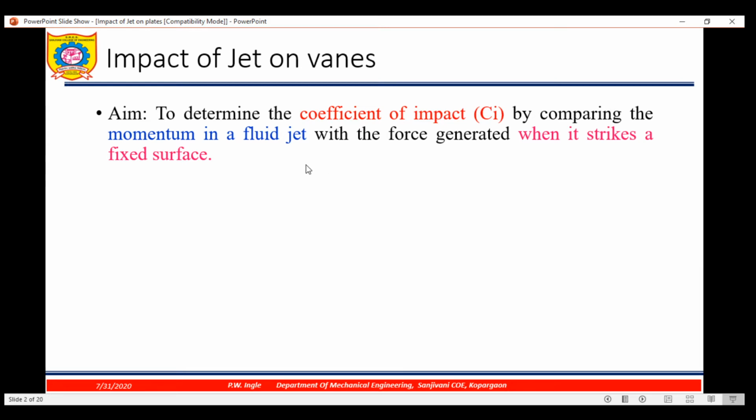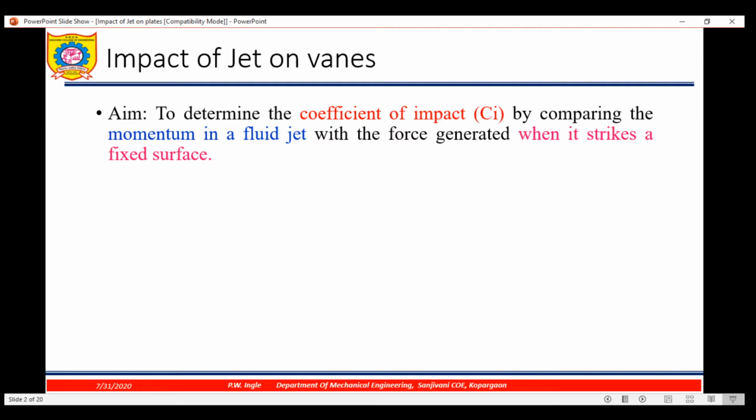Now how to calculate theoretical force? First of all, we have to determine the coefficient of impact by comparing theoretical force with actual force. Theoretical force is calculated by theoretical equations. What cases do we have to consider? When the jet strikes a fixed surface. We are taking a fixed flat plate, fixed inclined plate and fixed curved plate in which the jet strikes the plate at the center. Those equations we have already calculated.